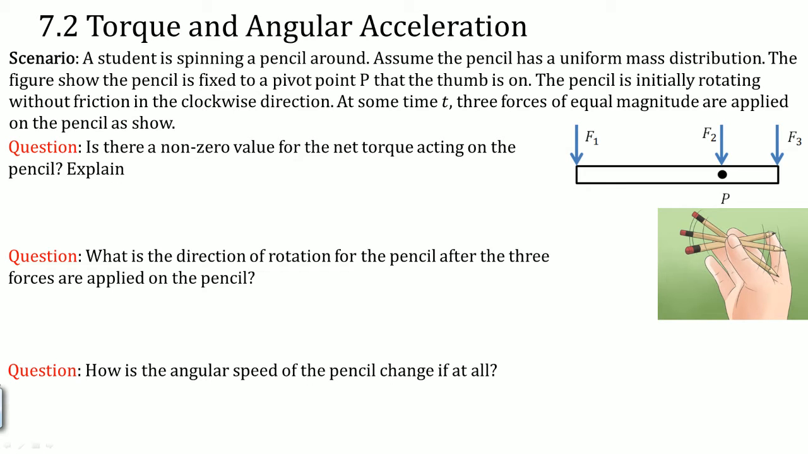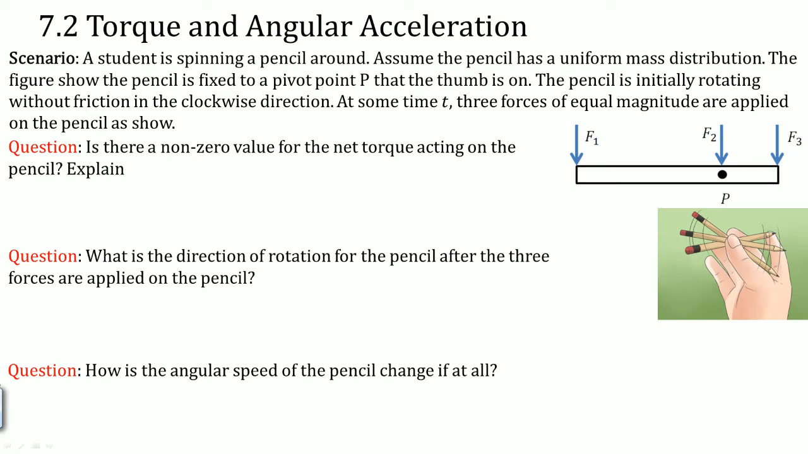Scenario. A student is spinning a pencil around. Assume the pencil has a uniform mass distribution. The figure shows the pencil is fixed to a pivot point P that the thumb is on. The pencil is initially rotating without friction in the clockwise direction. At some time t, three forces of equal magnitude, which means equal strength, are applied on the pencil as shown.